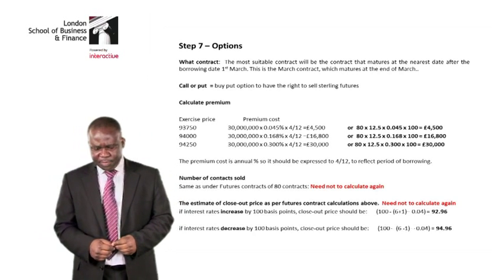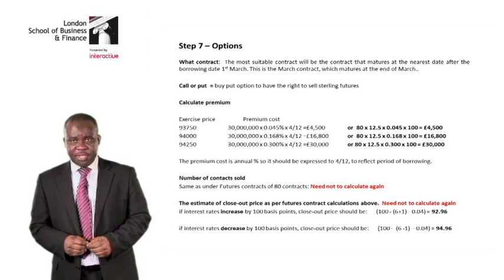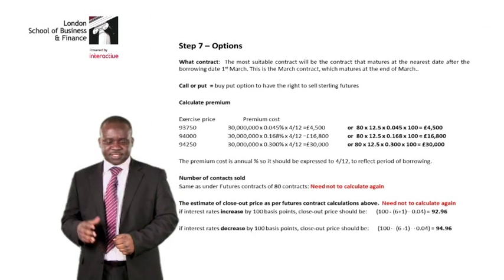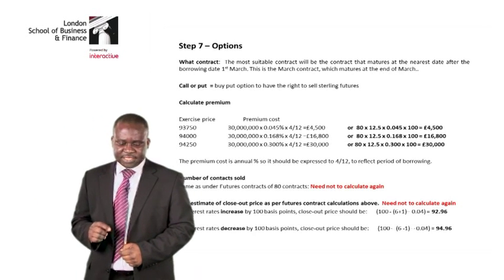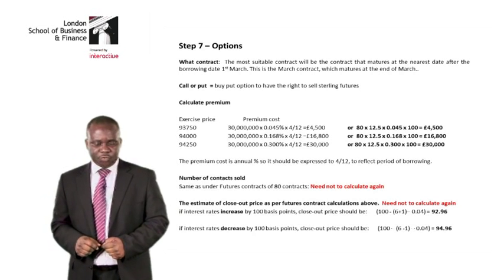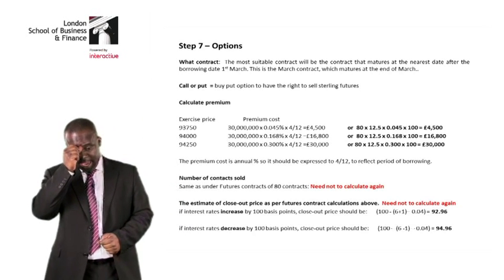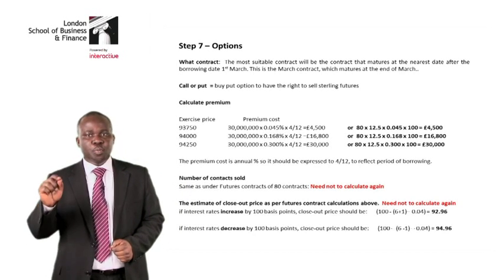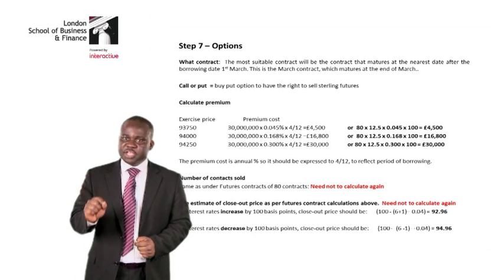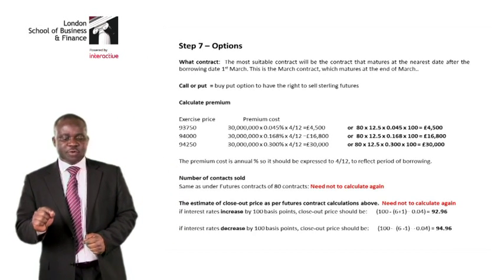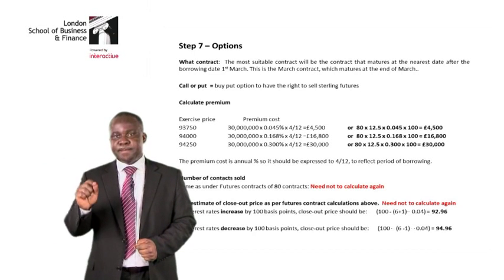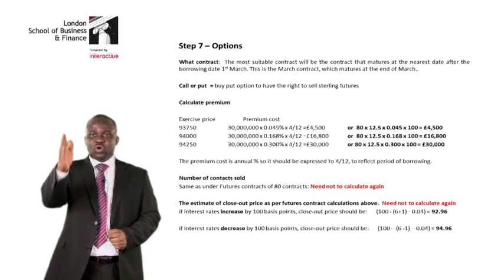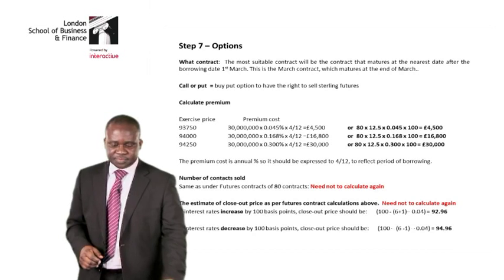And how do we calculate a premium? The options, there were 3 exercise prices. There were 3 exercise prices, 93,750, 94,000, and 94,250. Okay, so we decided to pick a March put option. So for each of those exercise prices, there will be the need for us to pick the March put option. Go to the put option column. Go to the March column. What are the premiums for each of the exercise prices in there?